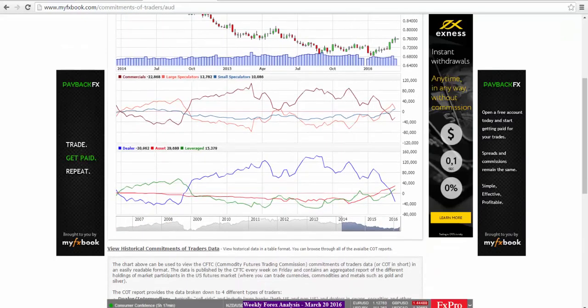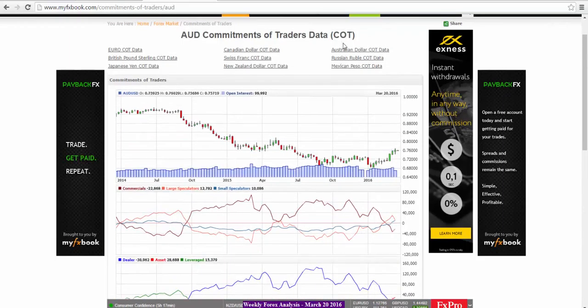For Australian dollar here, we have seen a big drop in dealer long positions, and we have actually crossed up for both asset managers and leverage funds. We have crossed up into positive territory, and from last week to this week, we have seen an increase in Australian dollar long positions. So this would point to a bullishness in Australian dollar.